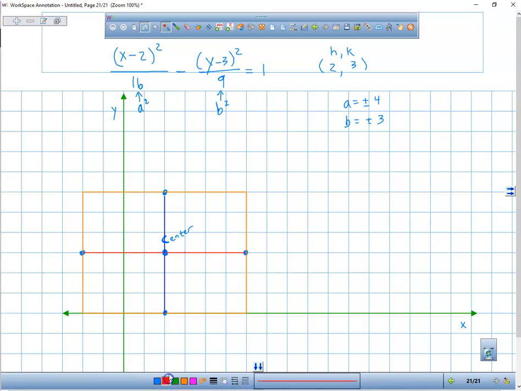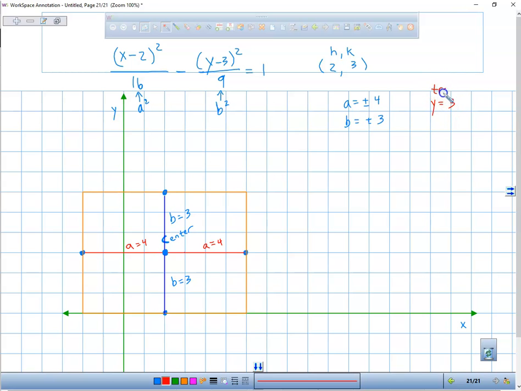So I need you to label this in your journal. That's a, that's a. a equals 4. b, I'll change it to blue. b equals 3. All right, so right here, if we made this line go forever, where the a value is, this line is at y equals 3. I'm going to put y equals 3.